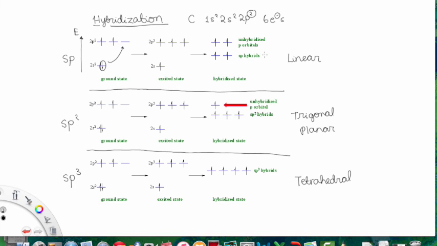So we create these sp hybrid orbitals, which are lower in energy, but also able to bond with other atoms. We're going to move this 2s orbital and 2p orbital and create these sp hybrid orbitals, which are lower in energy than the 2p orbitals that we started out with. So in this case, now we have 4 areas in which we can make bonds.